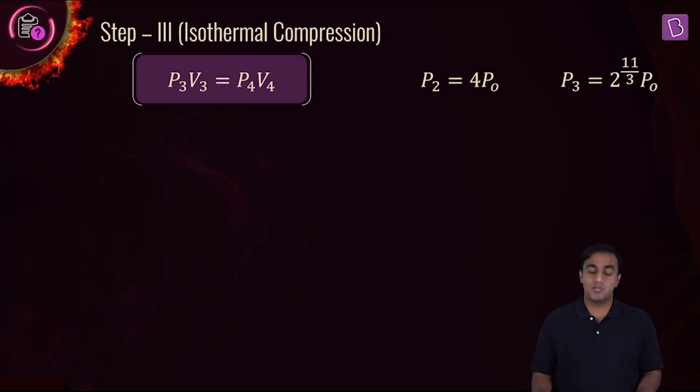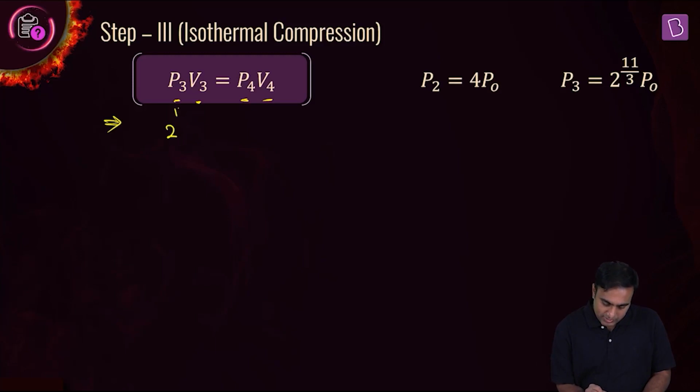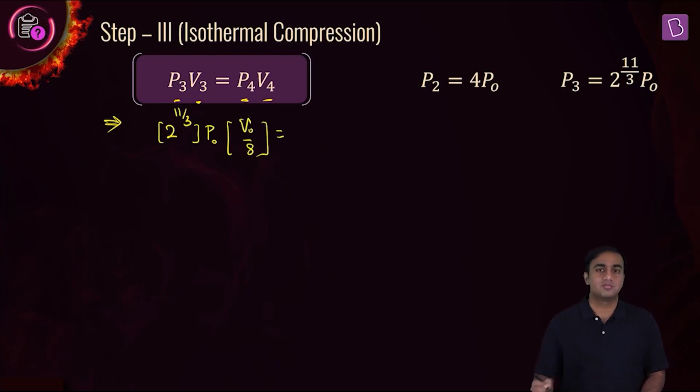because this is an isothermal process. If you call the pressure and volume in the beginning of this process to be P3 and V3 and at the end to be, let's say, P4 and V4, we know all the other values except P4. We have to simplify for P4. What is P3? It was 2 to the power 11 by 3 into P naught. And V3 was V naught by 8.